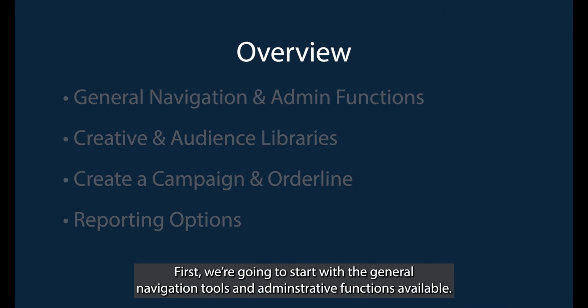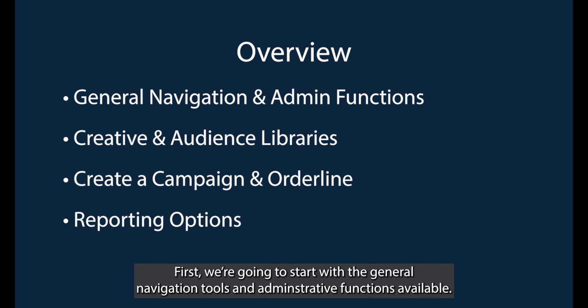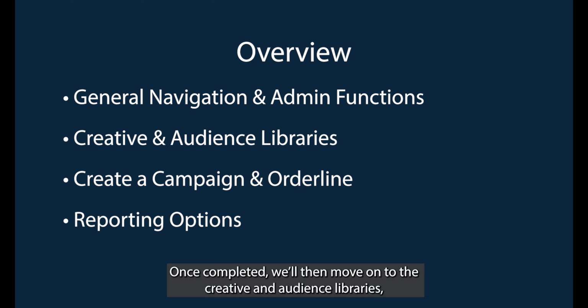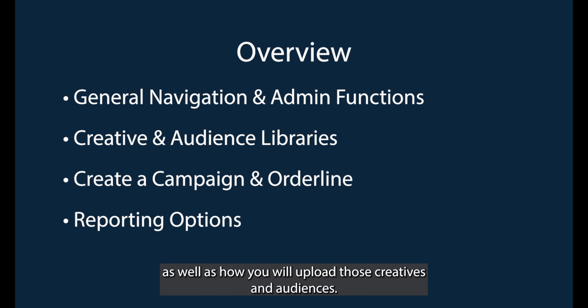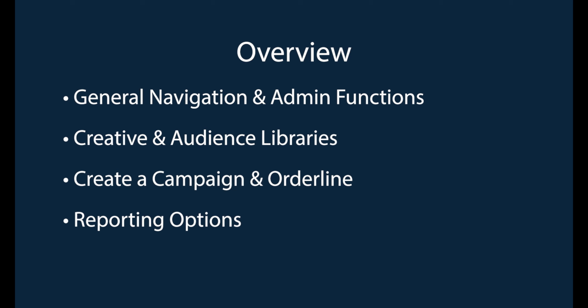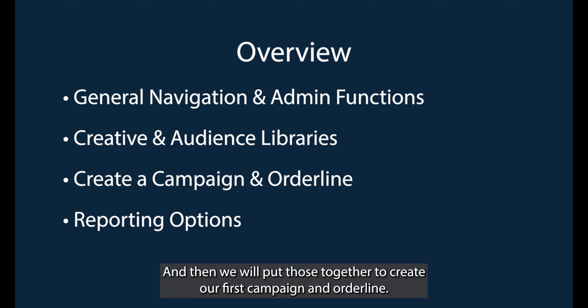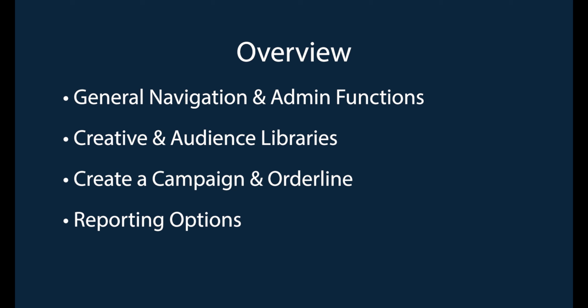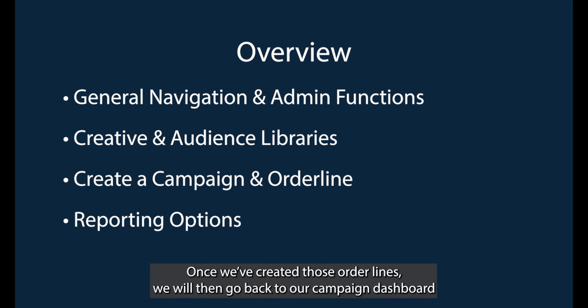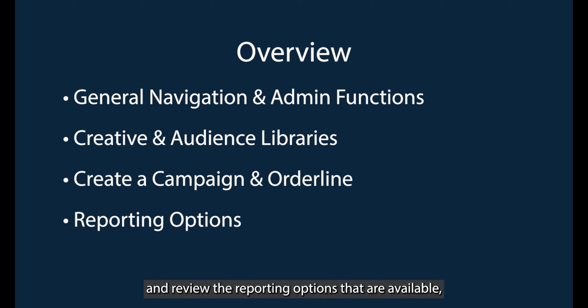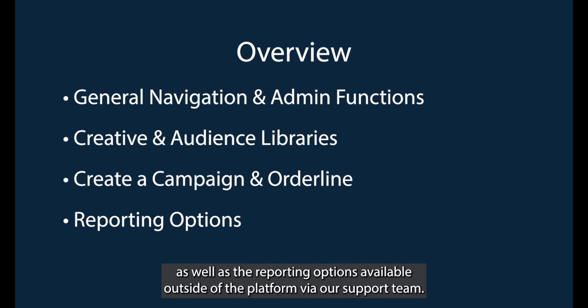Before we actually get into the platform, I want to go over the major topics that we'll be hitting on today. First, we're going to start with the general navigation tools and administrative functions available. Once completed, we'll then move on to the creative and audience libraries, as well as how you will upload those creatives and audiences. And then we will put those together to create our first campaign and order line. Once we've created those order lines, we will then go back to our campaign dashboard and review the reporting options that are available, as well as the reporting options available outside of the platform via our support team.